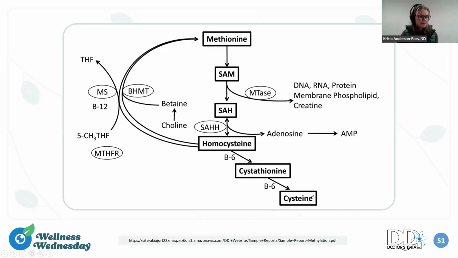What you're not seeing here is where cysteine converts into glutathione, which is our body's most important antioxidant. So you're not seeing it, but it is the next step downstream. What we don't want is for the cycle to get stuck at homocysteine and not make its way back up to methionine or down to cysteine and glutathione.